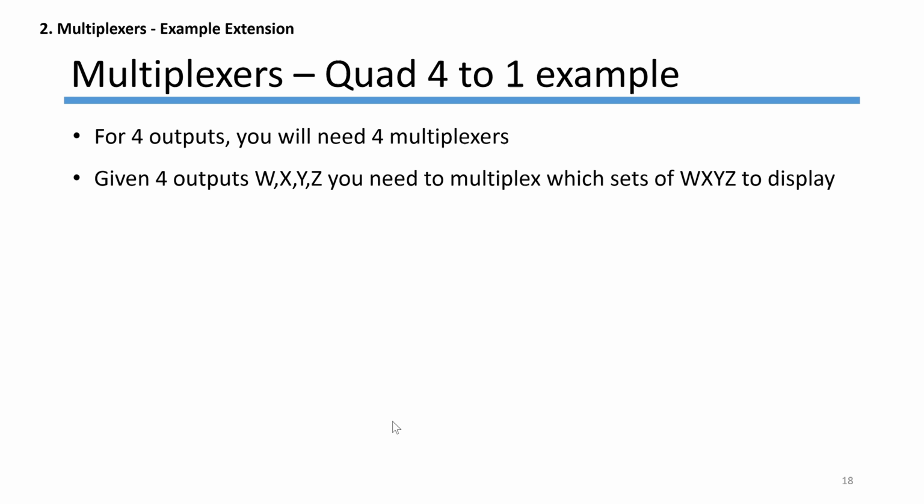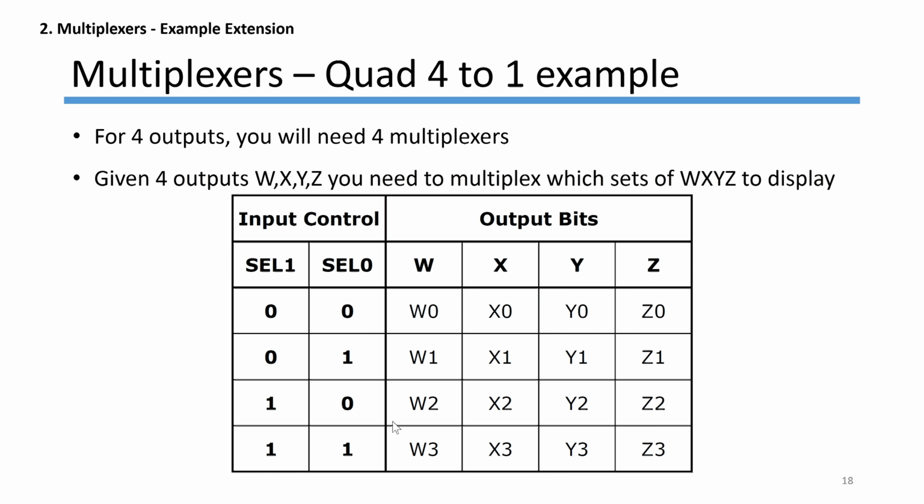In order to get the 4 outputs W, X, Y, Z, you will need to multiplex which sets of the W, X, Y, Z to display. And that truth table is shown now. So given your select lines, you would then output specific bits.